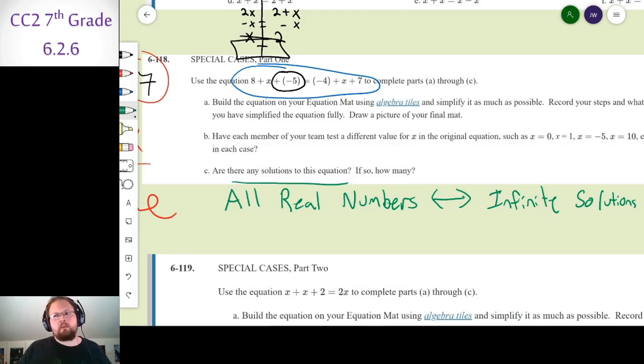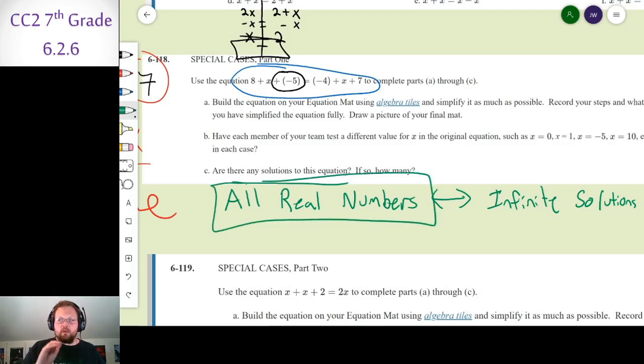Don't ask me what the difference between a real and an imaginary number is. You'll learn about that in like 3 years, 2 years. And if it says, how many solutions does it have? The answer is infinite solutions. So that's the distinction between those two. It's very small. The majority of teachers will accept both. I much prefer you to say all real numbers as your solution.